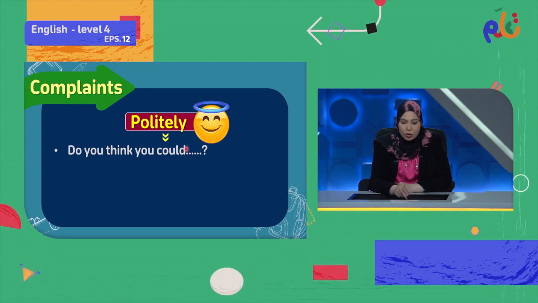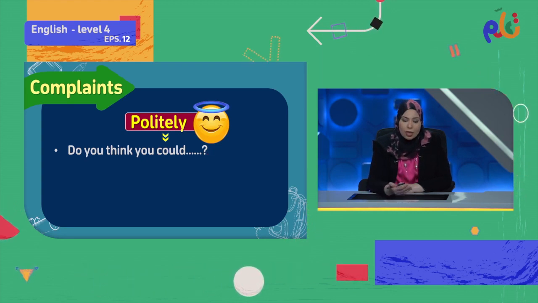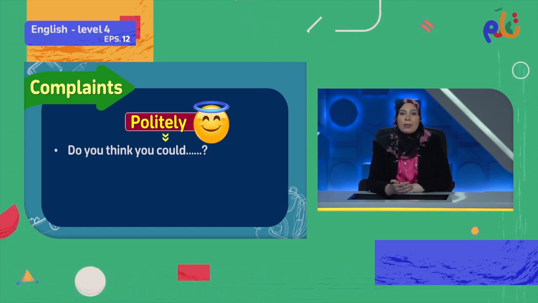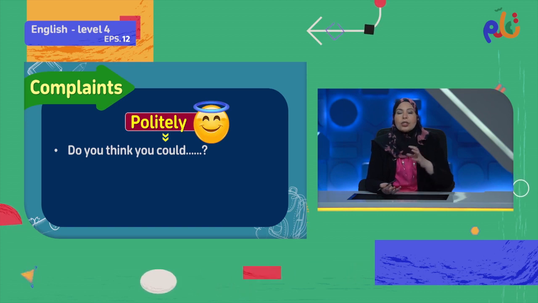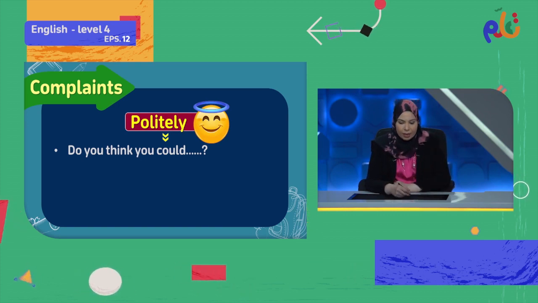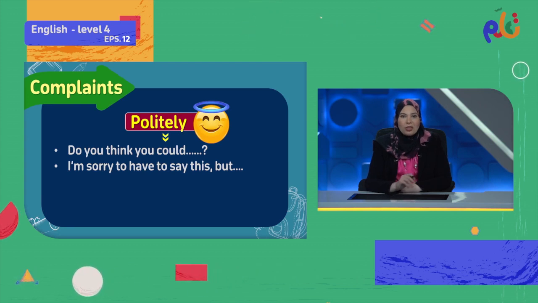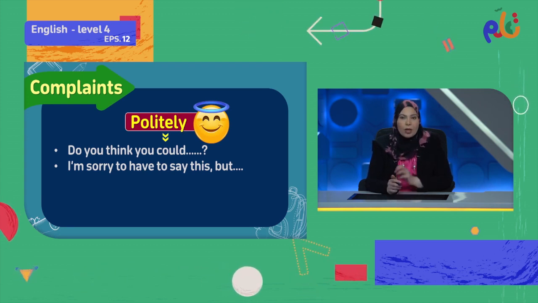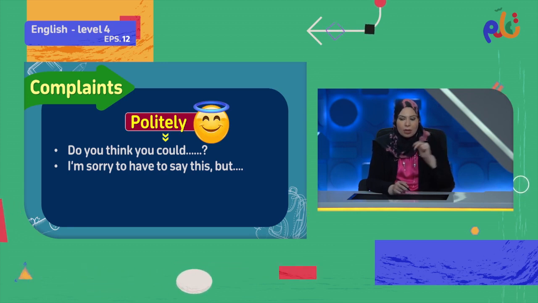Do you think you could? And then I request what I want. Do you think you could exchange this mobile for me? Do you think you could replace this item for me? Or, I am sorry to have to say this, but your service is too slow. So after but, it's usually a complete sentence with subject, verb, and object.